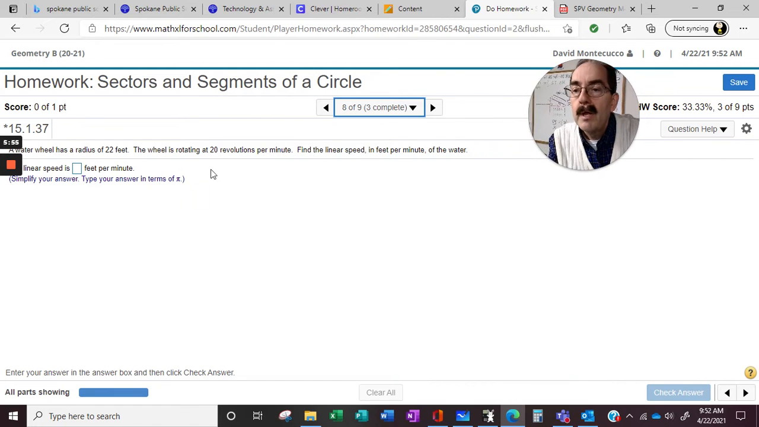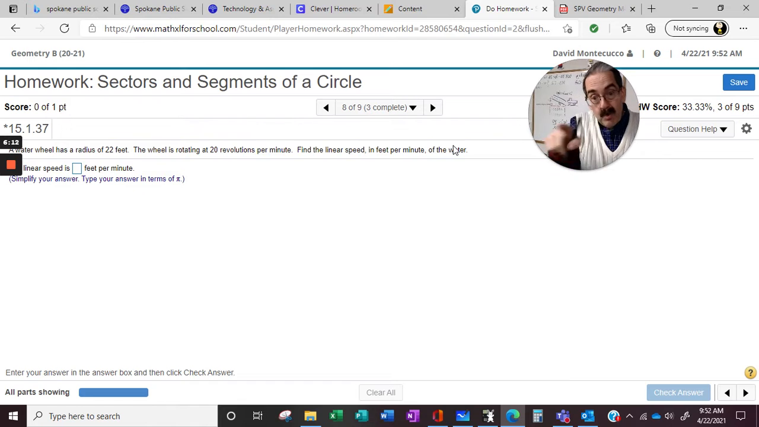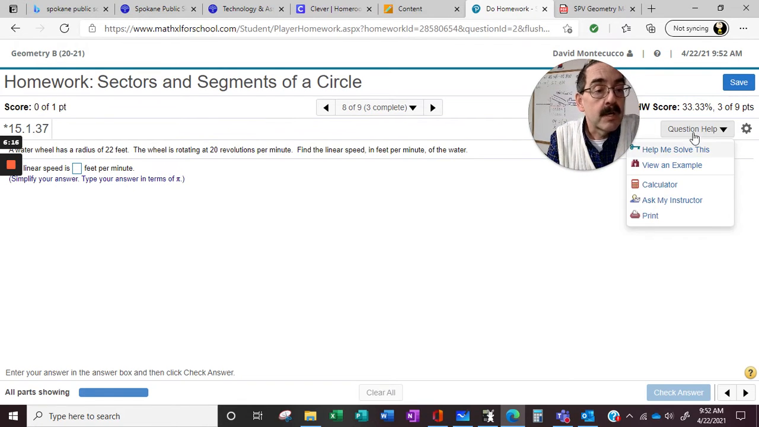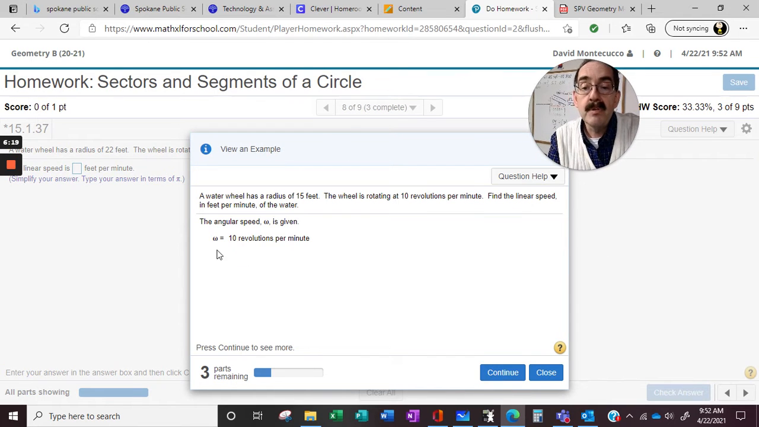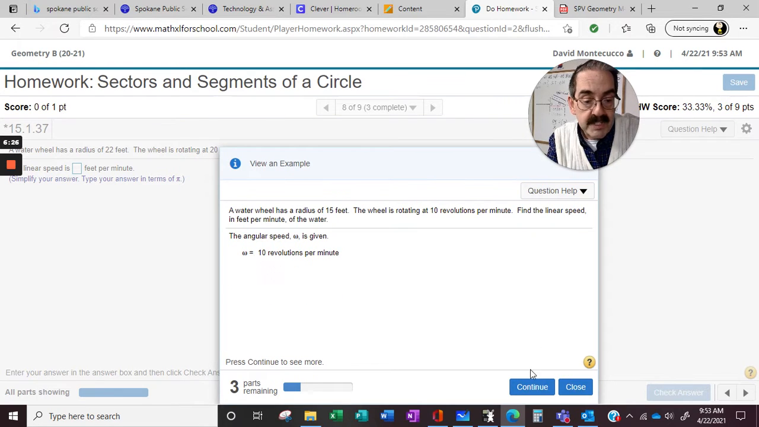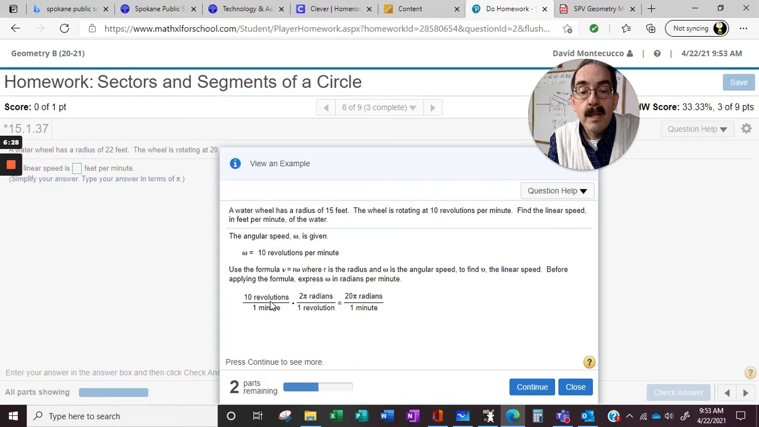Alright, a word problem. A water wheel has a radius of 22. It rotates 20 revolutions per minute. Find linear speed. Now, we don't teach linear speed, so you don't have to pass this problem. But if you're interested, because that's a real world problem, how fast does the wheel turn? Just click on question help, view an example. Their example has 10 revolutions per minute, and our problem was 20 revolutions per minute.